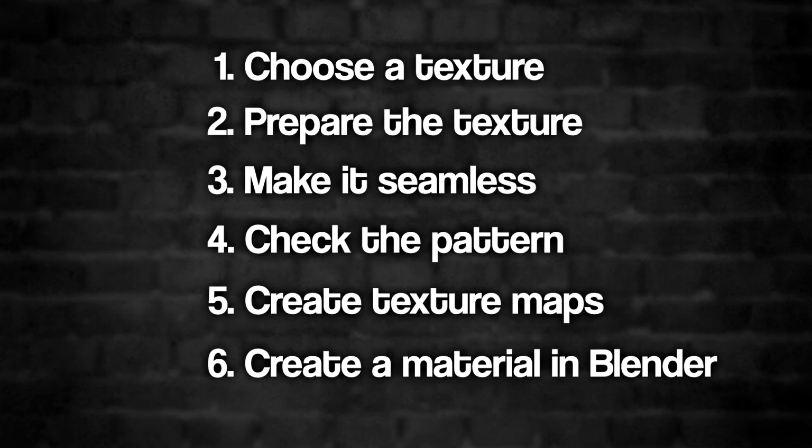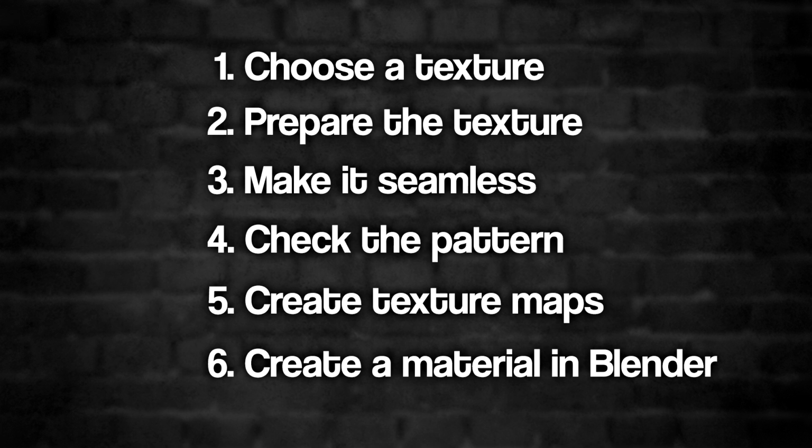These are the steps that I will be walking you through. First step is choose a texture. When choosing a texture, you need to pay attention that it is high resolution, not blurry, has no shadows or very little shadows that can easily be fixed, and most importantly, that it has no obvious perspective distortion.